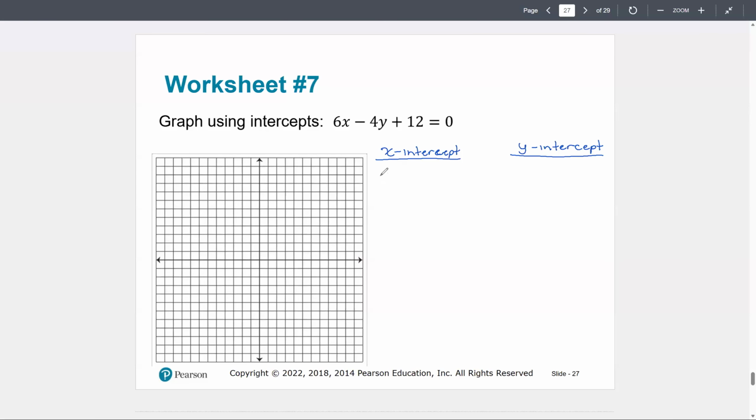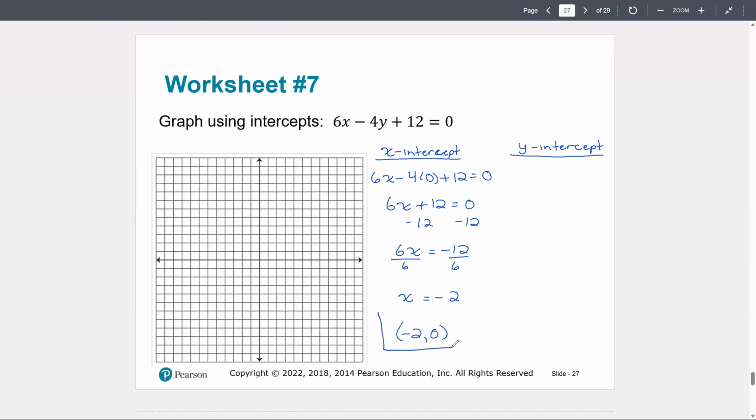Okay, so x-intercept, that means we're going to replace y with 0. So we get 6x plus 12 equals 0. When we move our 12 to the other side, we have 6x is equal to negative 12. If I divide by 6, then we see that x is going to be equal to negative 2. So negative 2, 0 is going to be my x-intercept.